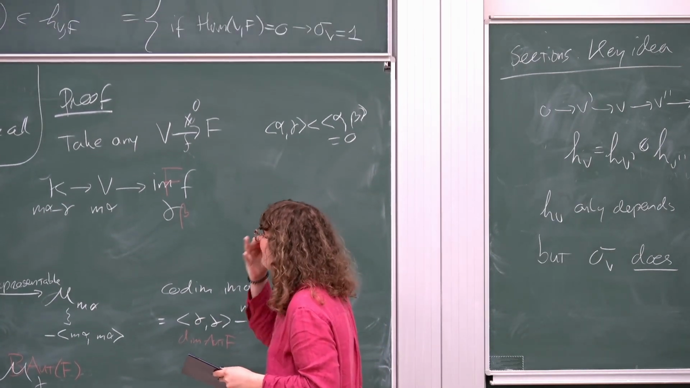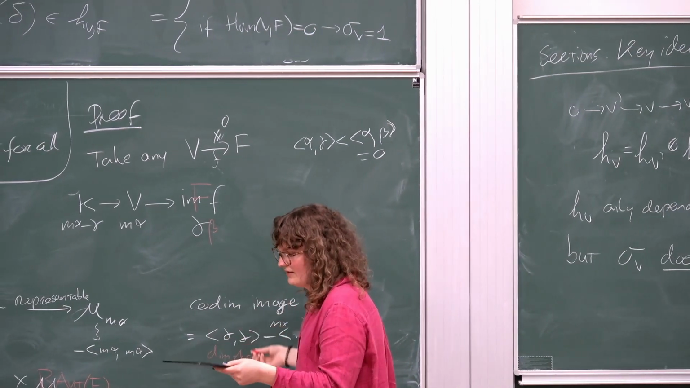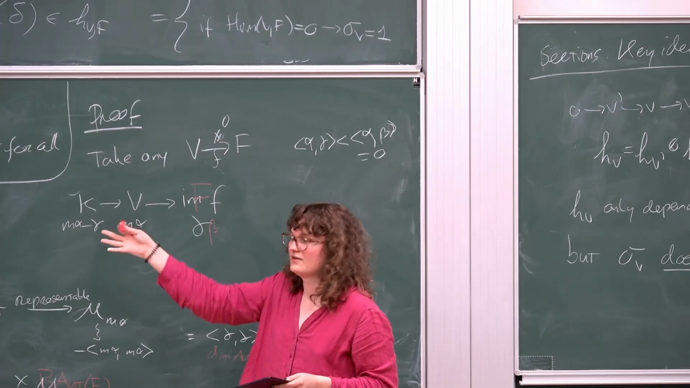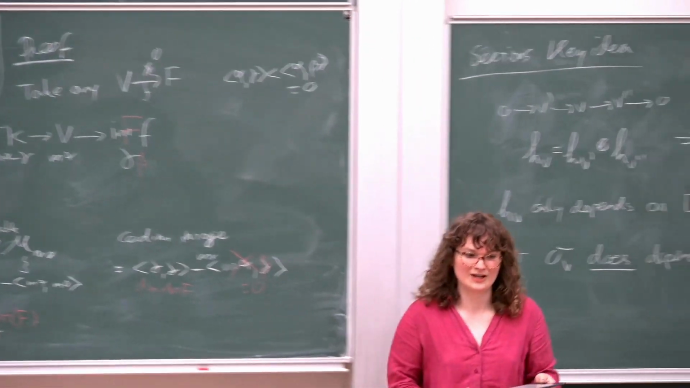So we know that all of the bad V's lie in high codimension subspaces, and therefore a general V will actually provide a section doing what we want. Okay, I'll end there. Thank you very much.